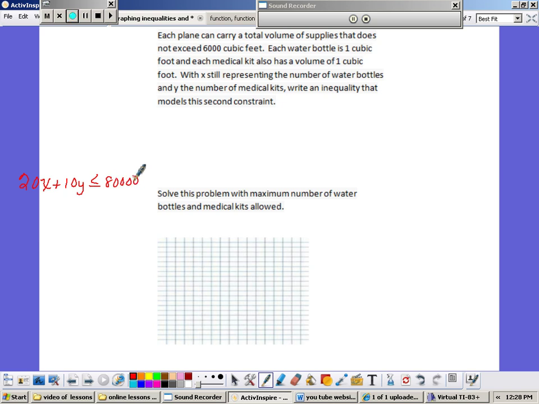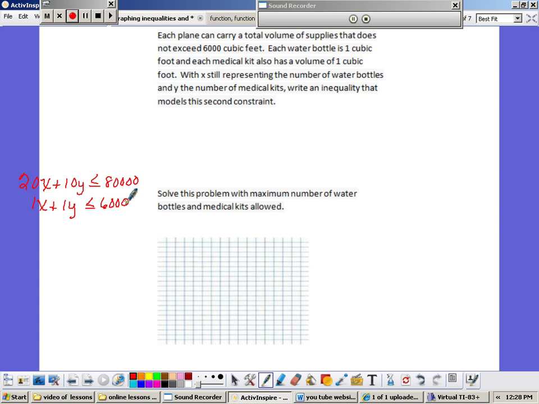Okay, each plane can carry a total volume of supplies that does not exceed 6,000 cubic feet. Each water bottle is 1 cubic foot, and each medical kit also has a volume of 1 cubic foot. With X still representing the number of water bottles and Y the number of medical kits, write an inequality that models the second constraint. So 1x plus 1y has to be less than or equal to 6,000. Now this makes sense. A plane can only hold so much weight, and only so many supplies. So here are the constraints.